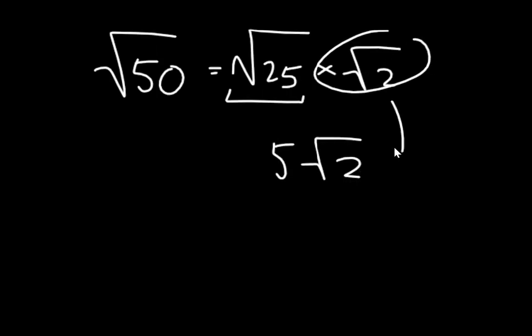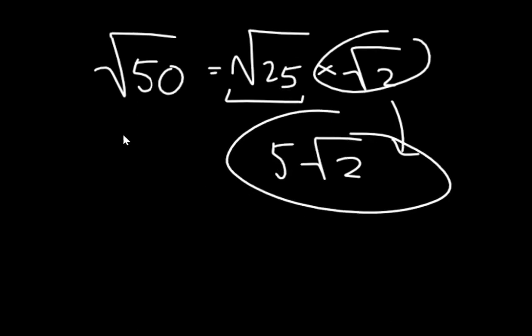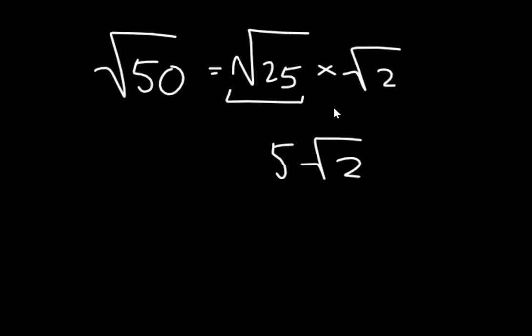Just pull that down, multiply. It's kind of redundant, and the square root of 25 is just 5. So this is the answer. And by the way, there's no positive or negative sign, so you just assume that it's positive. So that's your answer. That's how you simplify it. That's it.